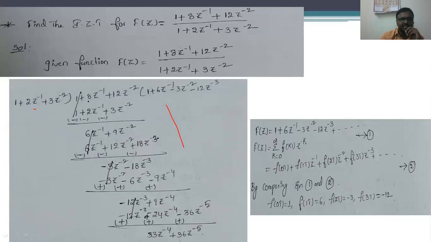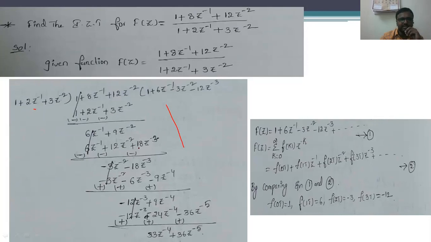So just subtracting these values, we are going to get 6 z power minus 1 plus 9 z power minus 2 as the remainder value. So in order to calculate or cancel this particular 6 z power minus 1, we have to multiply this particular expression with 6 z inverse. So just multiplying that one, 6 z inverse plus 6 2s are 12, 12 z power minus 2 plus 6 3s are 18, 18 z power.